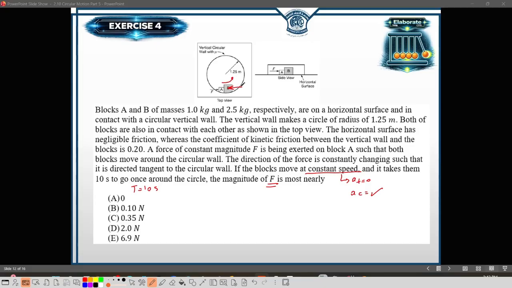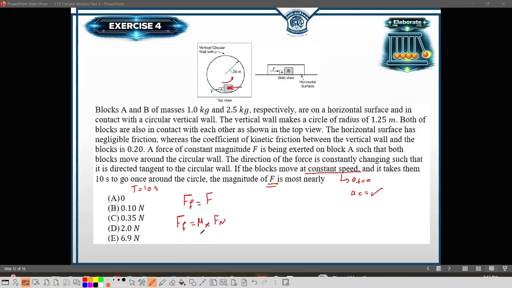If the motion is like this, it will be acting in this way. Now, since we have constant speed, one can say that the friction will be equal to this force. And the friction actually is mu_k times F_n, not mu_s, because this is kinetic friction.